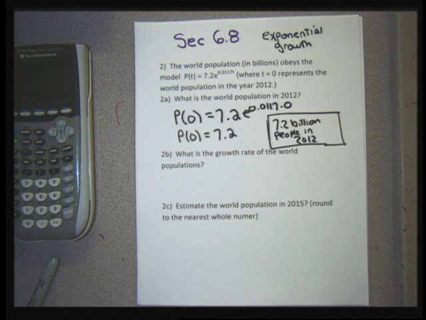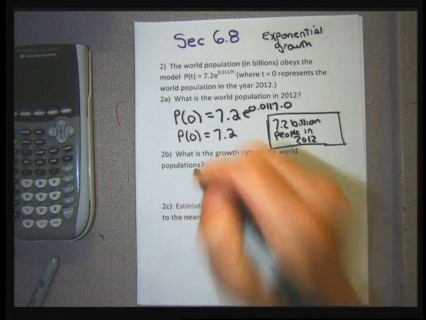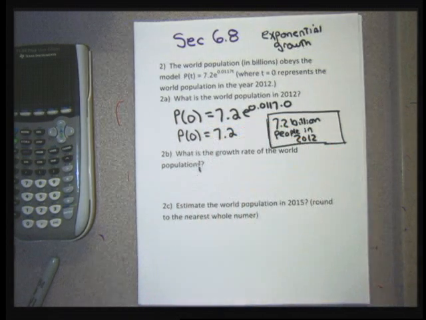I'm not sure if I took this problem from another text or not, or if I just looked up some numbers on Wikipedia to make my own word problem. That's probably what I did here to get some realistic numbers. The next thing it asks, what's the growth rate in world population? Probably don't need that S there.